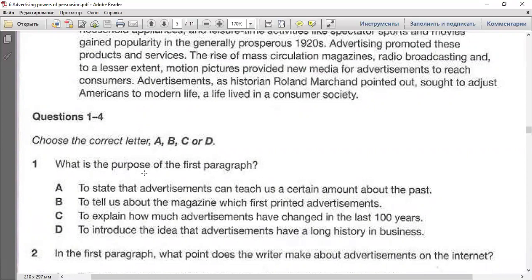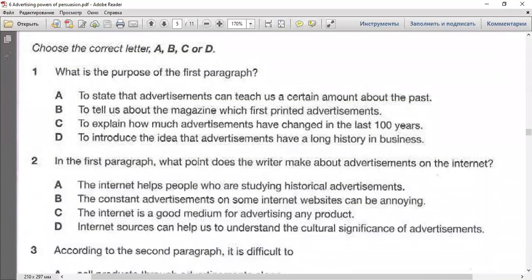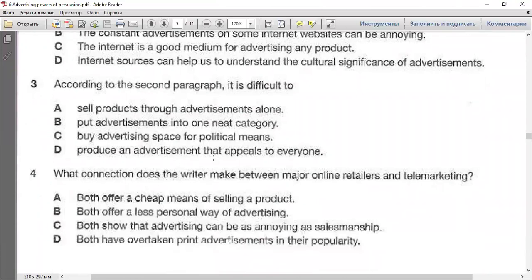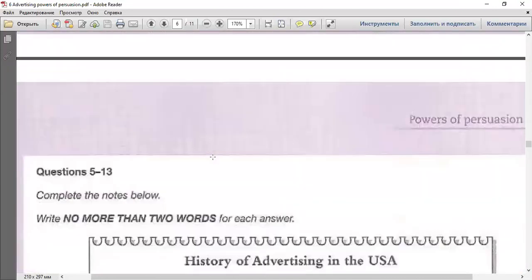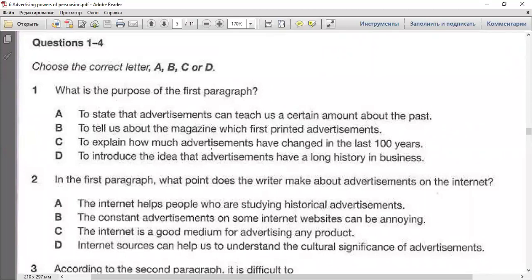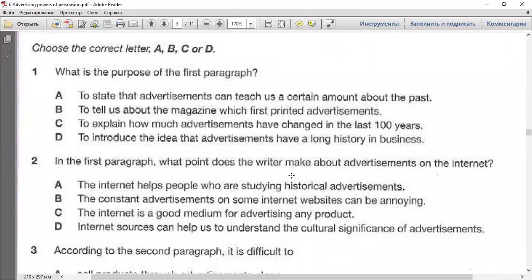Okay, so what is the purpose of the first paragraph? You have 4 options. In the first paragraph, what point does the writer make about advertisements on the internet? 3, according to the second paragraph, it is difficult to do something. What connection does the writer make between major online retailers and telemarketing? Okay, so basically these are the 4 questions. I will give you 5 minutes for that.